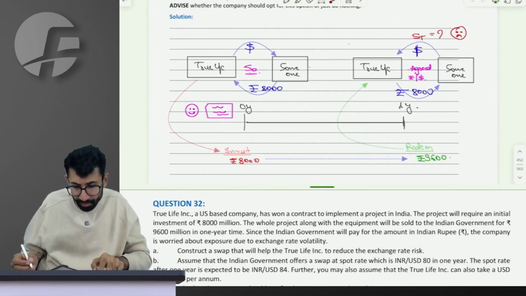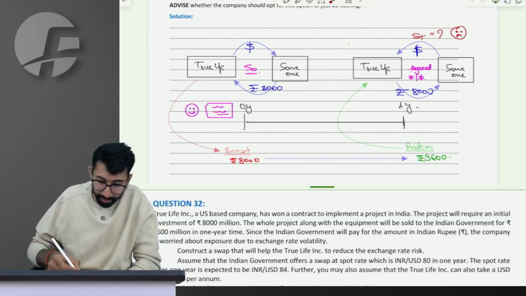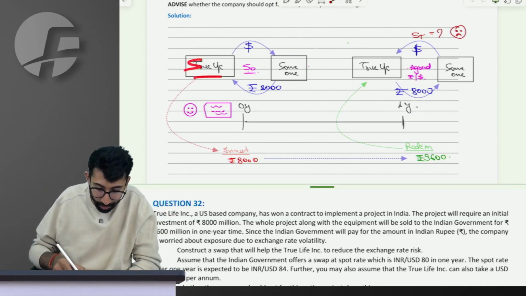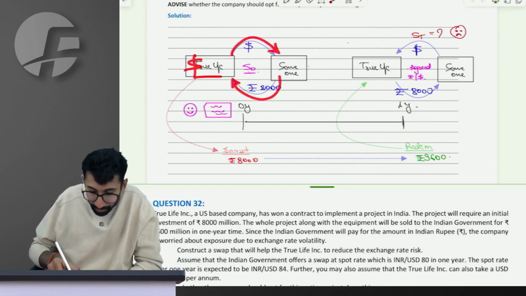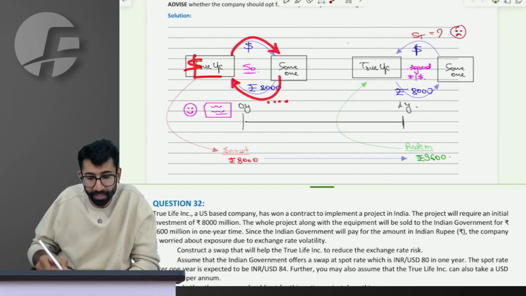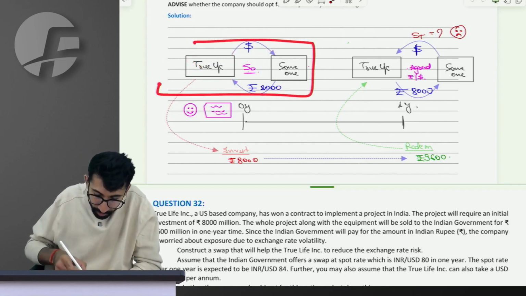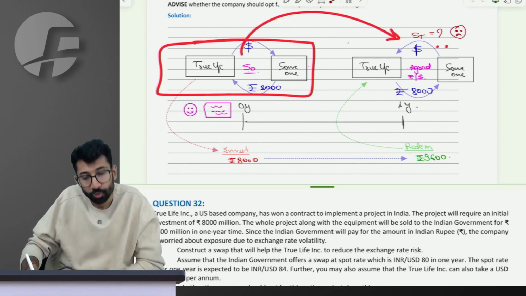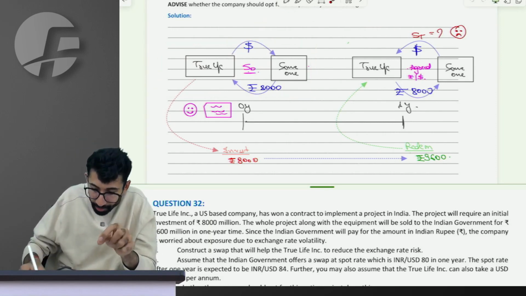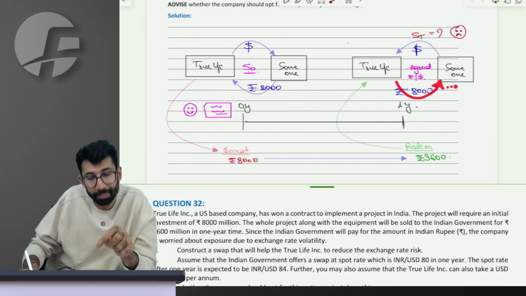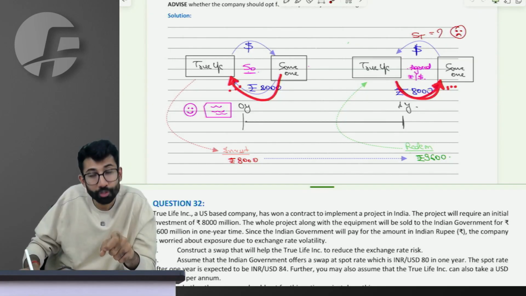Look at it. It is a typical question, has logic as well as some element of remembrance. Today, True Life has dollars, but it needs rupee, so it can sell dollars and get rupee at whatever is the spot rate. Fine, sir. Enter into a swap agreement to do the reverse thing again after a year. After a year, it will say, I will sell you the rupee back. Whatever 8,000 rupee I purchased, I will sell you the rupee back.